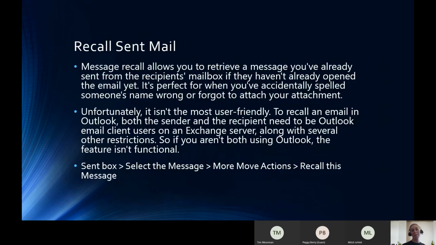Recall sent mail. Sometimes this can be a lifesaver and can save some embarrassment. If you accidentally send something and you left out your message that you wanted to send, if they're also an Outlook user, you can recall that message. To do that, you're just going to go into your sent box, select the message that you just sent, go to more move actions and recall this message. If they haven't read it yet, it'll let you recall that message. You're able to add in whatever you wanted to say, and then you can send it again and they'll never know any different. So super nice to have.